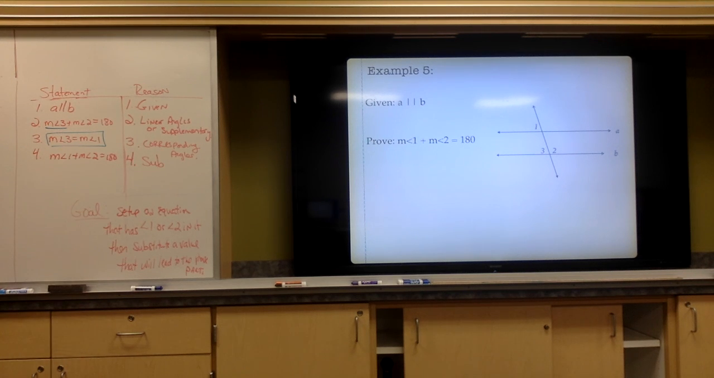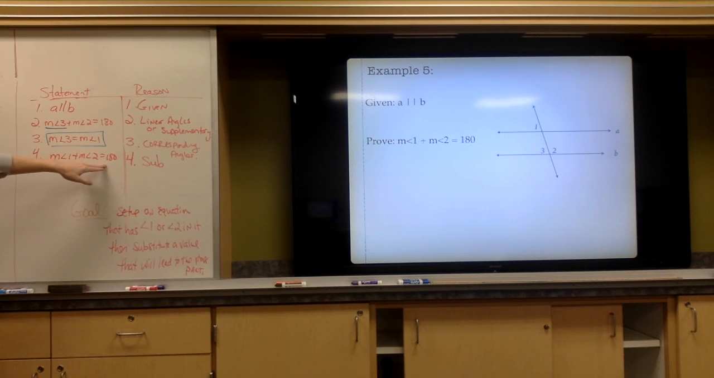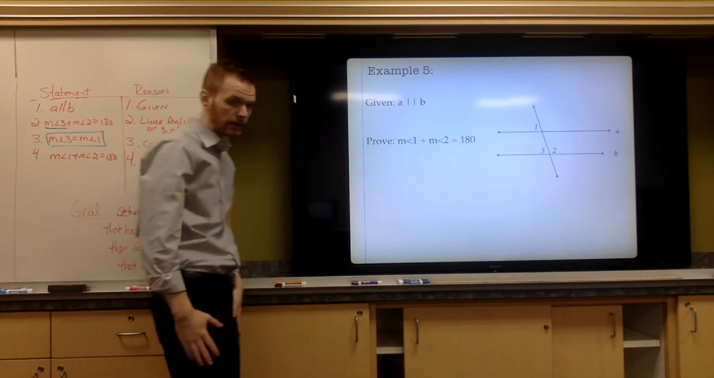And there we go. So we just made a nice logical conclusion that 1 and 2 do add up to 180. And that's because 1 and 3 are corresponding. So I was able to swap those values out to prove that. Okay? And that's it. That's as far as we're going to go right now.